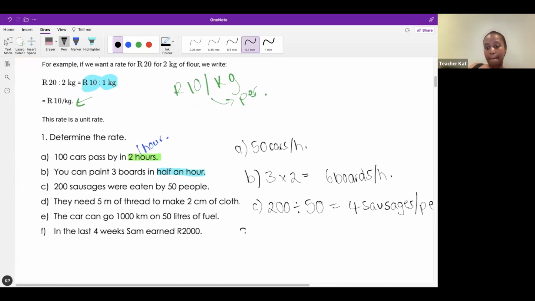All right. Number D. They made 5 meters of thread to make 2 centimeters of cloth. Now I want to know how much thread I need for 1 centimeter of cloth. So what am I going to divide these by?